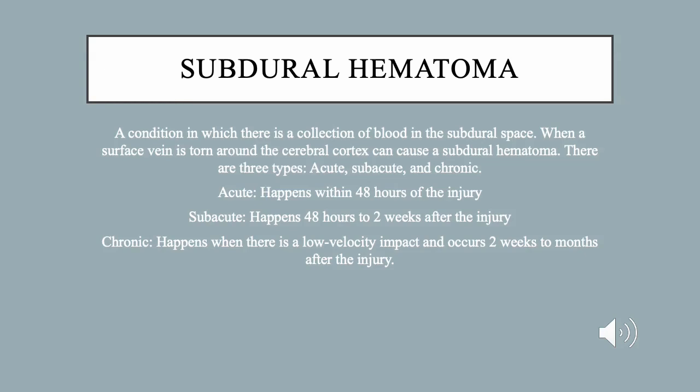This is Module 4, discussion question on subdural hematomas. Subdural hematoma is a condition where there's a collection of blood in the subdural space. When a surface vein is torn around the cerebral cortex, it can cause a subdural hematoma.